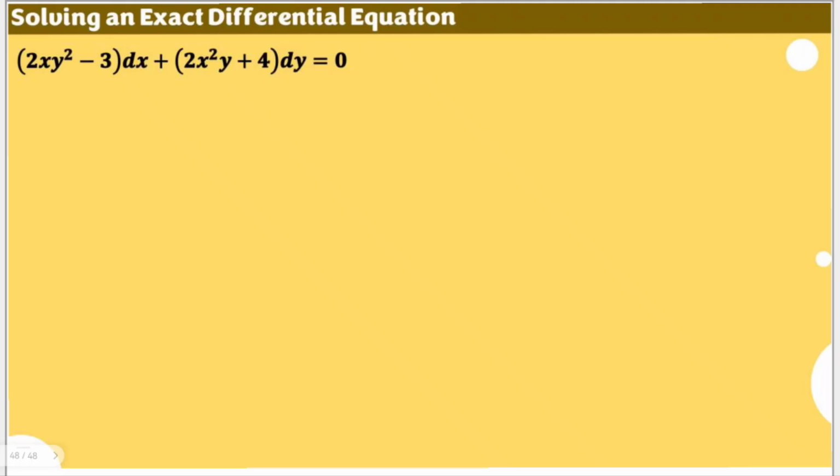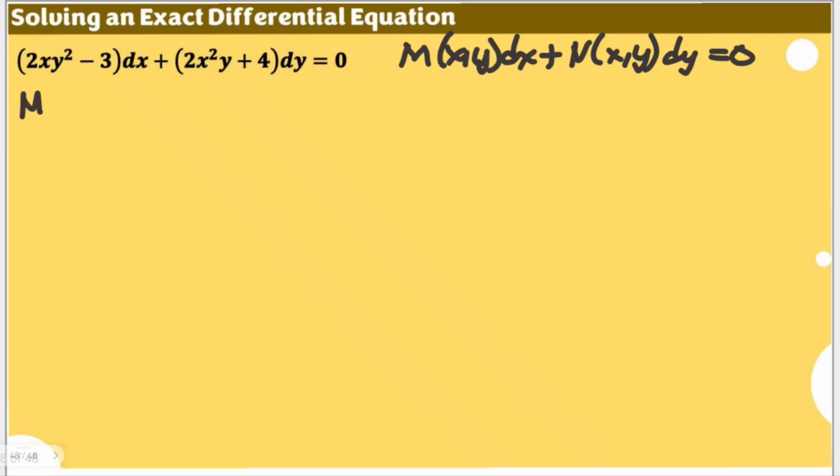This equation is sure to be an exact differential equation, as determined in the previous video on whether an equation is exact or not. Please try to review that video, because this time we're going to focus on solving this exact differential equation. To start, this is in the form M of xy dx plus N of xy dy equal to 0. With this, we can identify M of xy and N of xy.